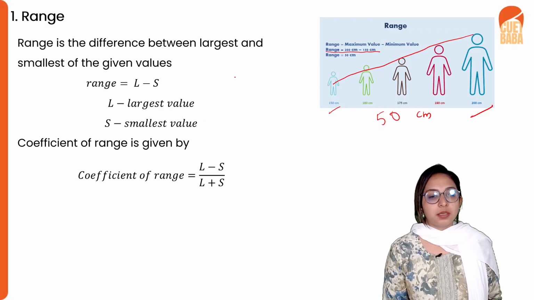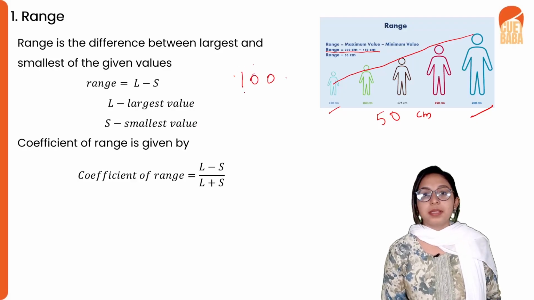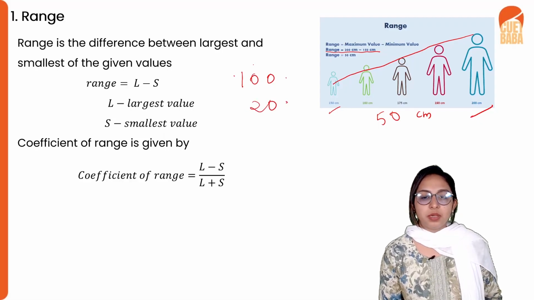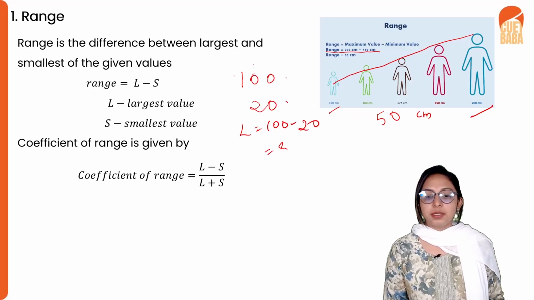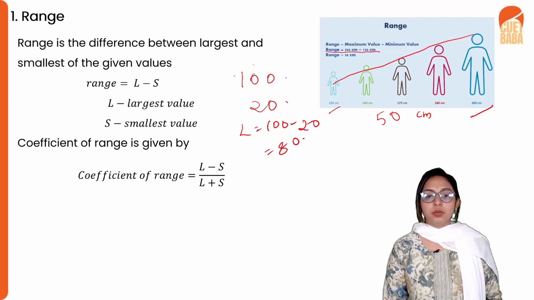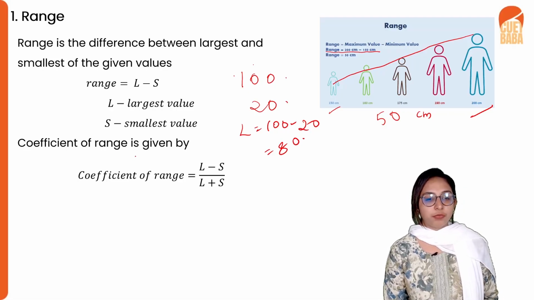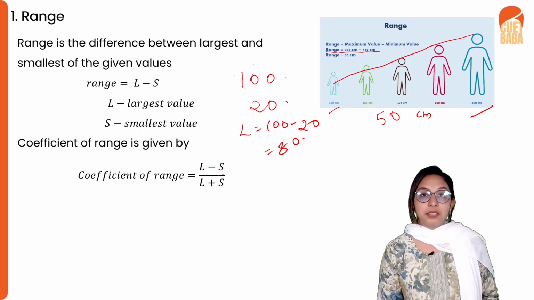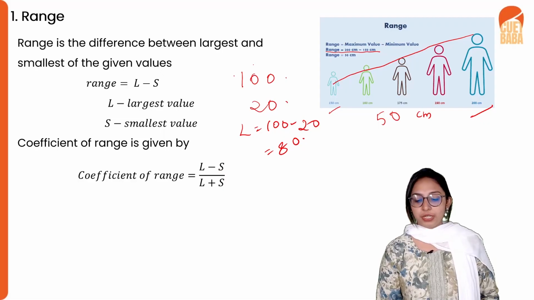Suppose a student scored 100 marks in a statistics exam and the lowest score was 20 marks, then the range is 100 minus 20, which is nothing but 80. And to measure the relative spread, we introduce the coefficient of range, and the equation is L minus S divided by L plus S.